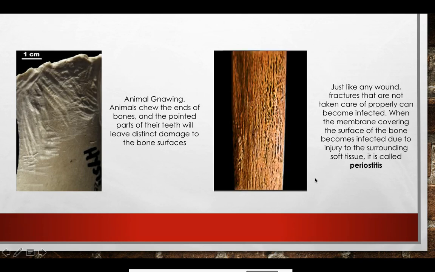Now, this interesting image here shows something called periostitis, and this is kind of indicating an infection that occurred near the bone. So just like any wound, fractures that are not properly taken care of become infected. And when the membrane that covers the surface of this bone becomes infected, it causes a lot of damage on the soft tissue. So this is kind of showing almost like a wearing away of that bone. It kind of looks like a hardwood floor, kind of. And so once again, it's called periostitis.